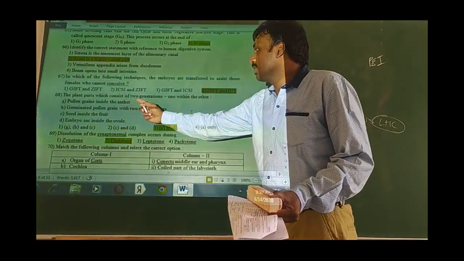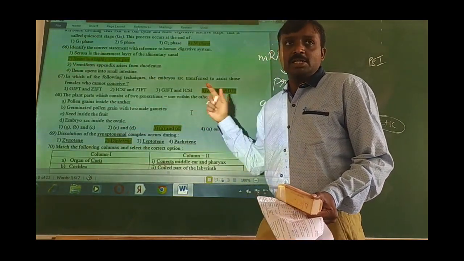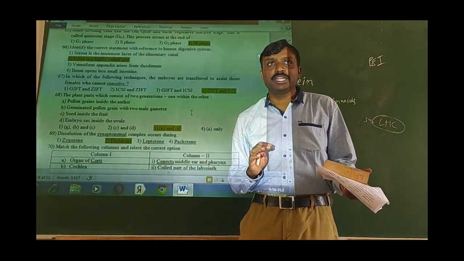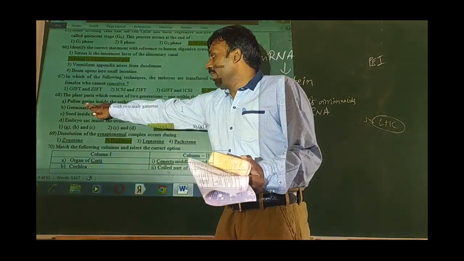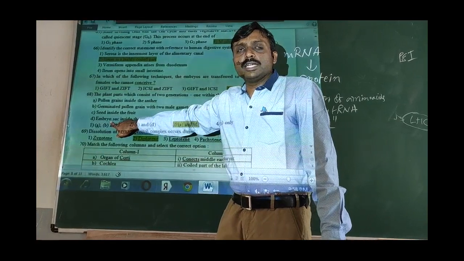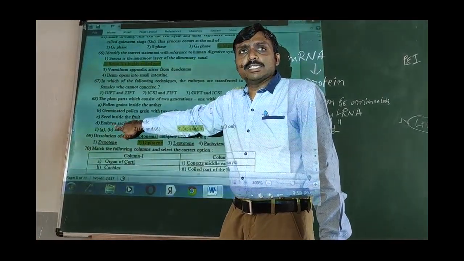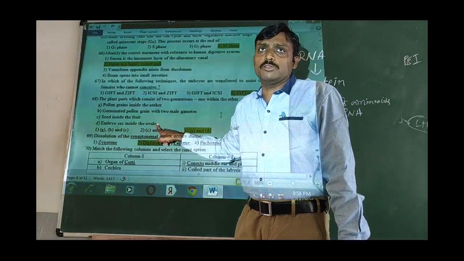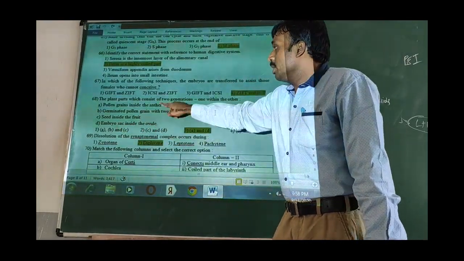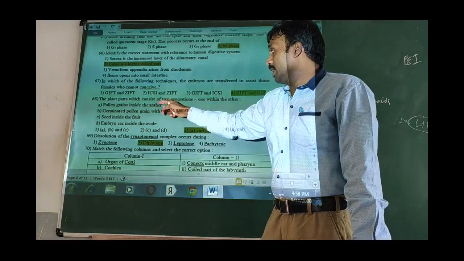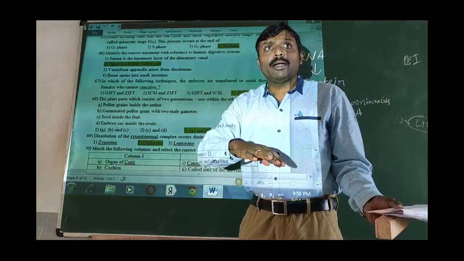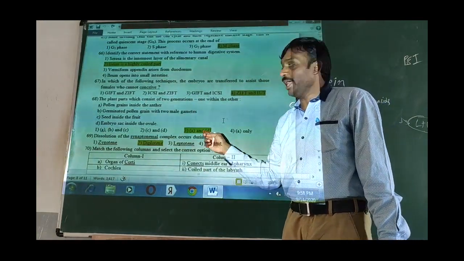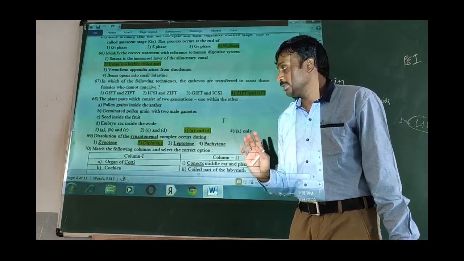Then 68. Plant parts which consist of two generations. Two generations in the sense sporophyte generation and gametophyte generation. So here A is generally called the female gametophyte because it consists of the female gamete, that is the egg cell, and ovule is a sporophyte. Okay. So like this, a plant part which can consist of two generations, both gametophyte generation and also sporophyte generation. So option 3, A and D, becomes our answer.